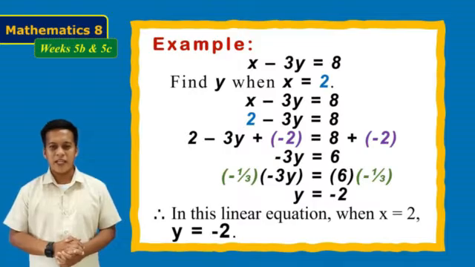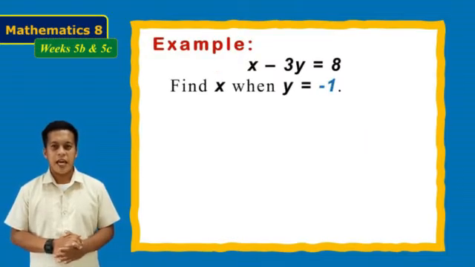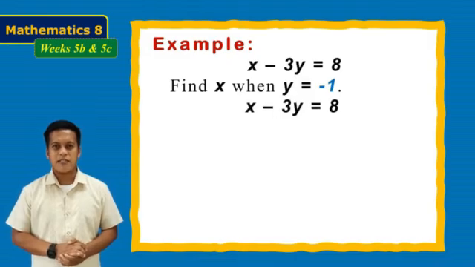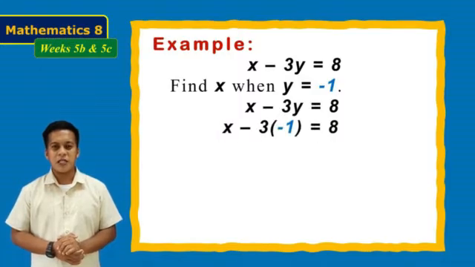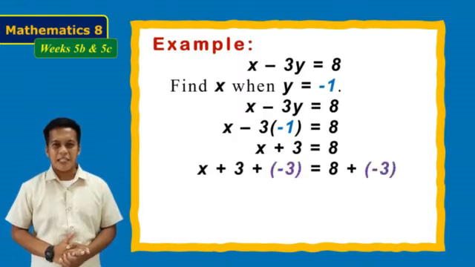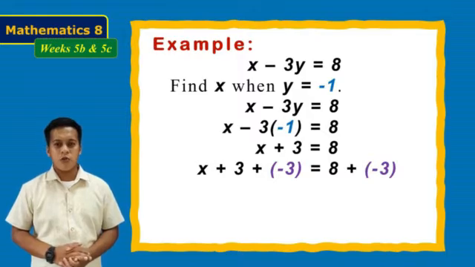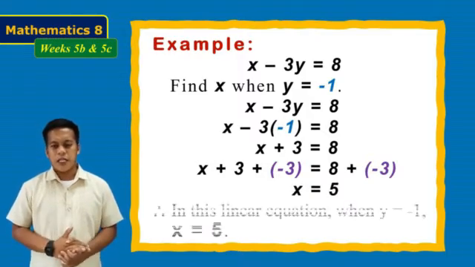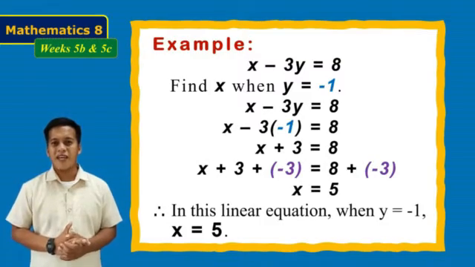Find x when y is equal to negative 1. x minus 3y equals 8. By substitution property, x minus 3 times negative 1 equals 8. By simplifying, x plus 3 equals 8. By APE, x plus 3 plus negative 3 equals 8 plus negative 3, x is equal to 5. Therefore, in the given linear equation where y is equal to negative 1, x is equal to 5.